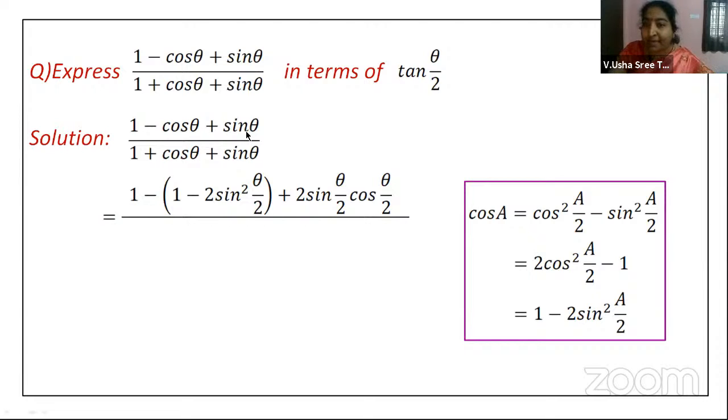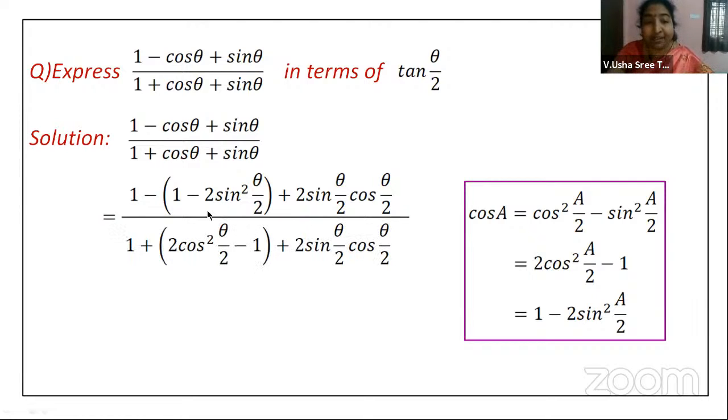Hope you are able to observe the concept over here. And at the same time, sine theta formula, we are taking as 2 sine theta by 2 and cos theta by 2. Then in the denominator, since I have plus over here, I am just selecting this formula with a minus 1. So that 1 and minus 1 get cancelled.